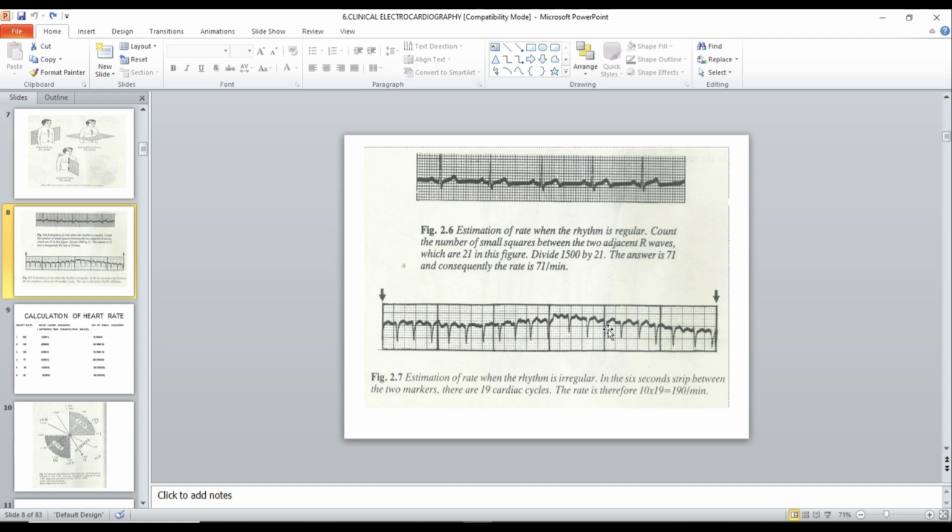But if the rate is rapid and irregular, then we have to take a long strip of electrocardiography paper, a strip of 6 seconds, and 6 seconds needs 30 big squares. 30 big squares are equal to 6 seconds. And we count the cardiac cycles in these 6 seconds. These are 19. If we multiply 19 by 10, then we get the heart rate in 60 seconds. And here it is 19 times 10, 190 per minute.